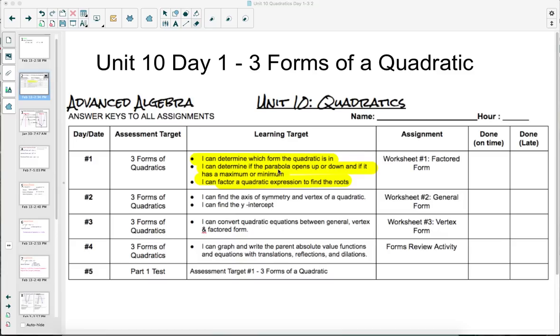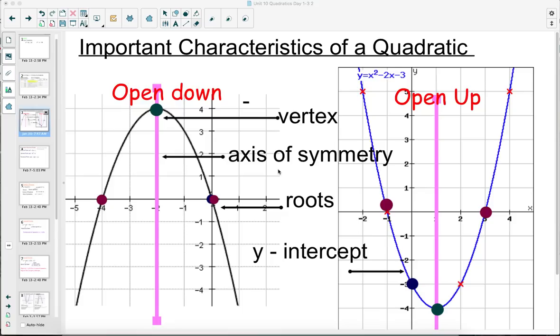Hello and welcome to Unit 10 Day 1. We're going to learn about the three forms of a quadratic today. We're going to be determining if it opens up or down, a max or min, and continue on with our factoring from last time. So these are the basic characteristics of a quadratic.